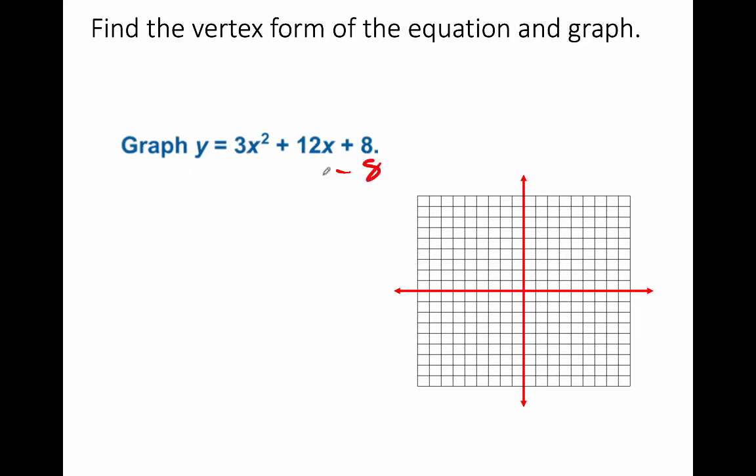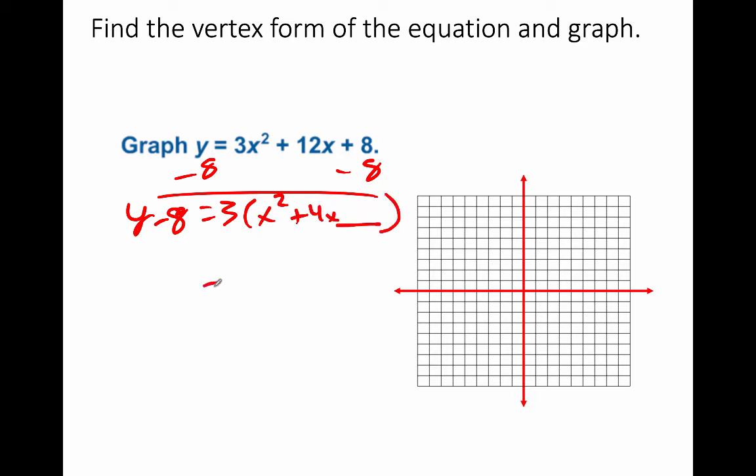Another one with an a of 3. Y minus 8 equals, factor the 3 out. X squared plus 4x, blank space. Leave a little space. Cut it in half. This is the completing the square part right here. +4. What did I really do to the right side of the equation? 3x squared plus 12x plus 12. I really did plus 12.